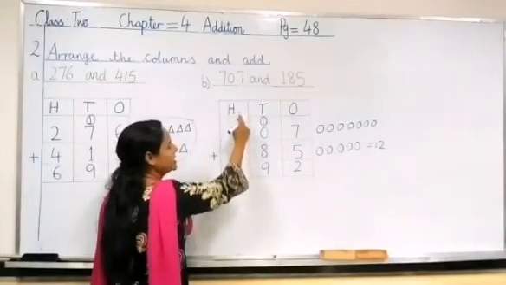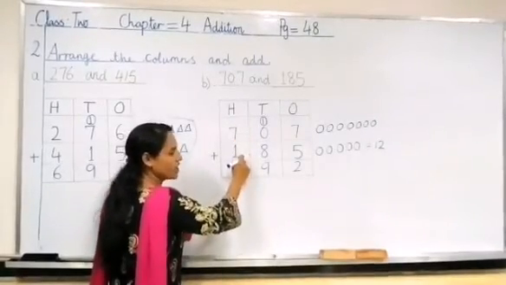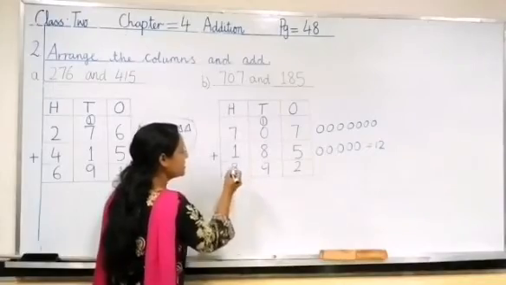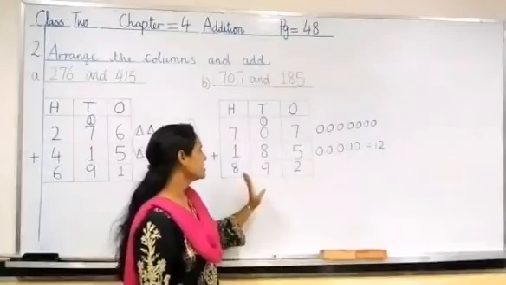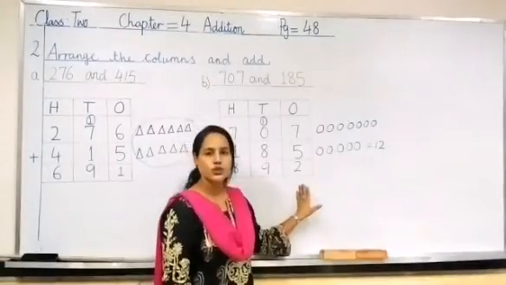So now we will add hundreds. 7 plus 1 is equal to 8. So what is the answer? The answer is 8 hundreds, 9 tens and 2 ones.